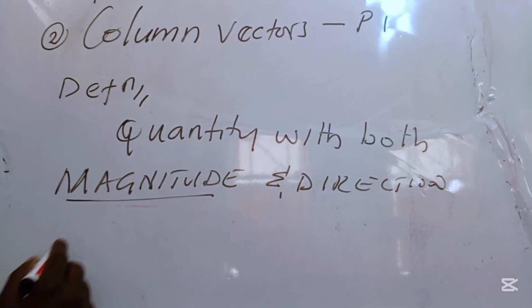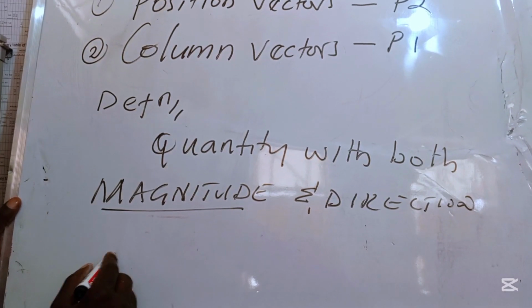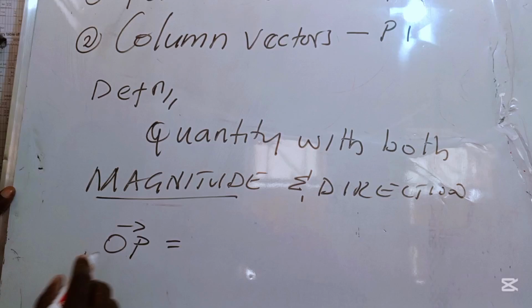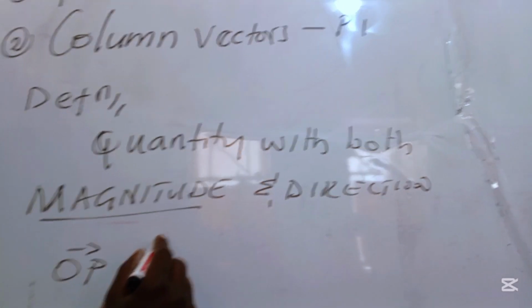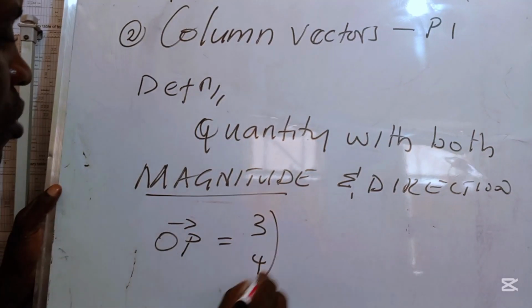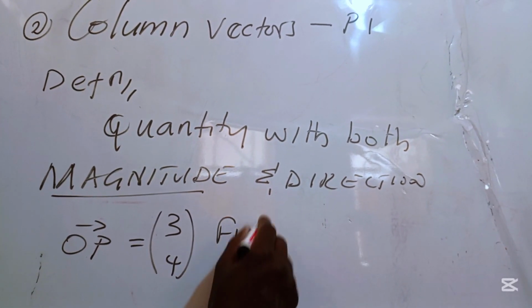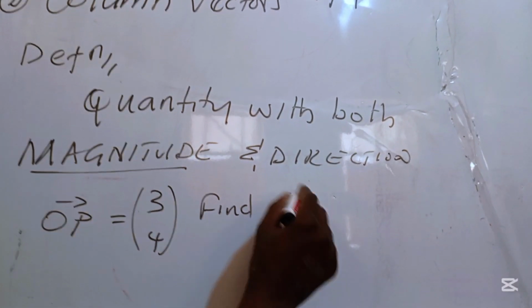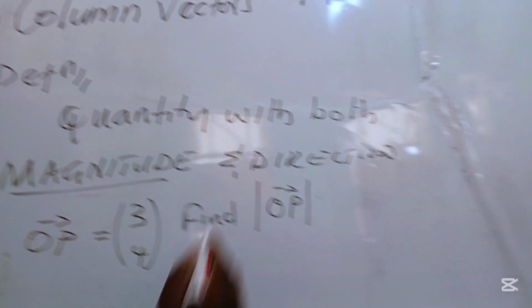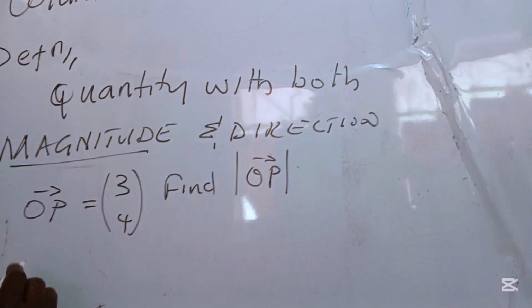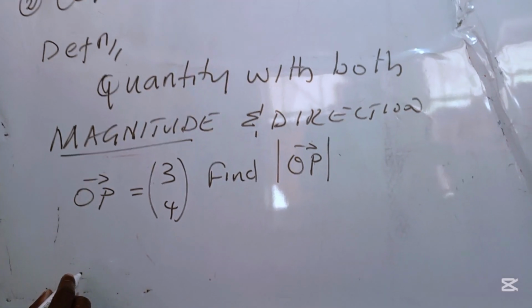For example, if you have got vector OP, and they ask me to find it, imagine I've got this vector in column form. They can say find OP, written like this with the absolute value sign. This simply means magnitude. How do you find the magnitude of a vector?